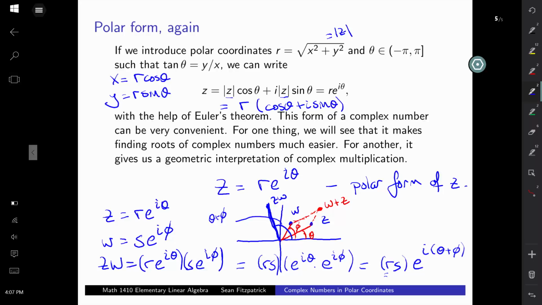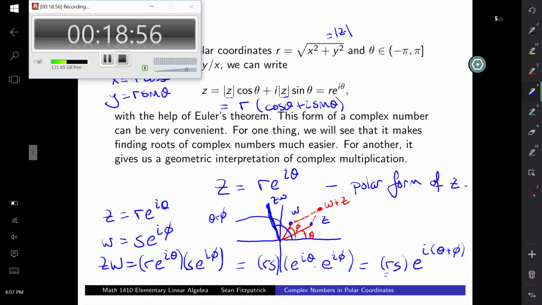Okay, so that's the polar form of a complex number, and in the next screencast we're going to show how to put it to use.